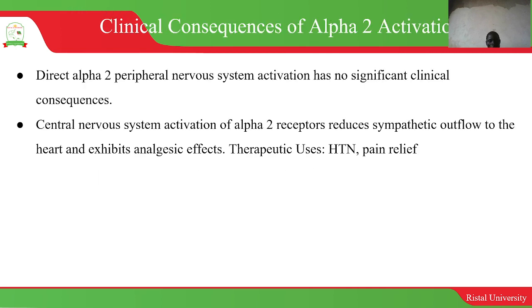In line with that, let's look at the direct alpha 2. Peripheral nervous system activation has no significant clinical consequences. And then the CNS activation of alpha 2 receptors reduces sympathetic outflow to the heart and exhibits analgesic effects. We normally use them in hypertension and also pain relief.